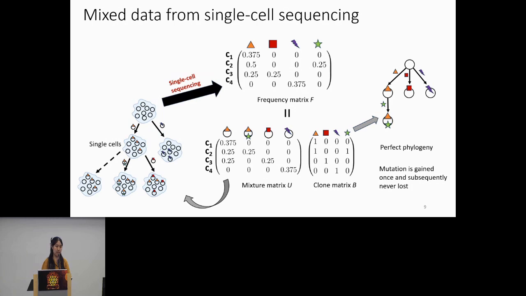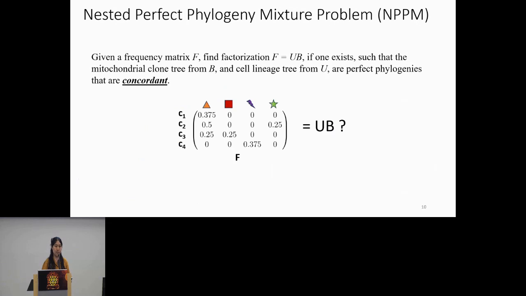In our case, the rows in the mixture matrix U correspond to single cells. And we know that these single cells can be put into a cell lineage tree. There are lineage relationships across the different cells, which also lie on a phylogeny. So we proposed a new problem called the nested perfect phylogeny mixture problem, NPPM.